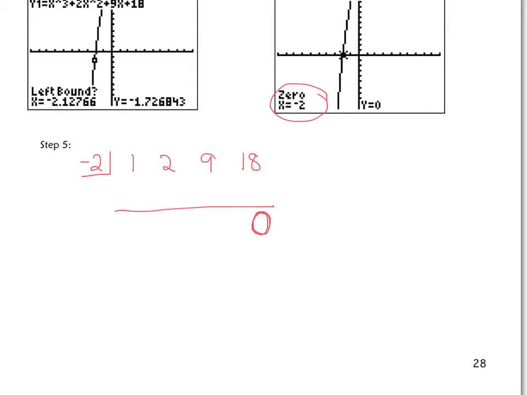If I get anything else, that means I made a mistake somewhere along the way, so go and check your work there. So bring down the 1, multiply 1 times -2, we get -2. 2 plus -2 is 0. 0 times -2 is 0. 9 plus 0 is 9. And then -2 times 9 is -18. And when I add those two, I do get this 0, which means I did synthetic division correctly.